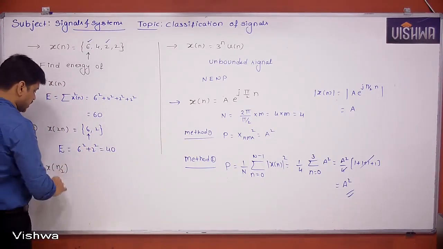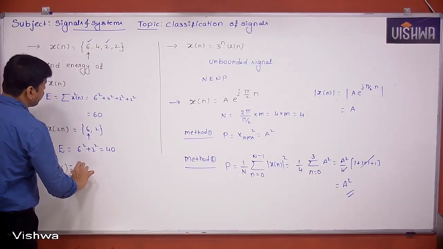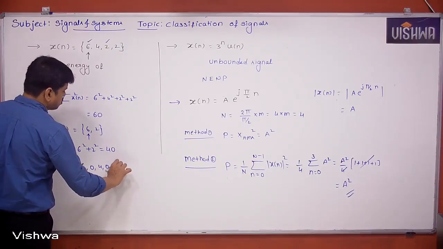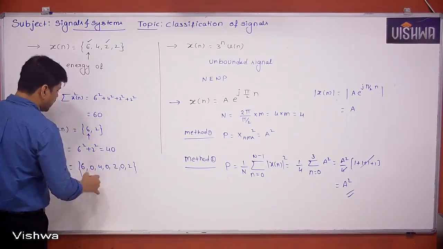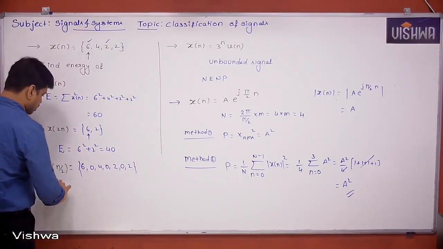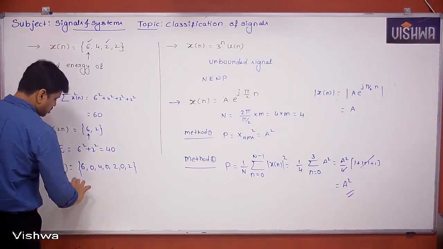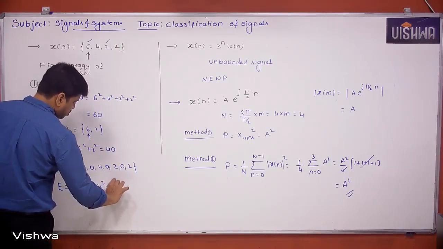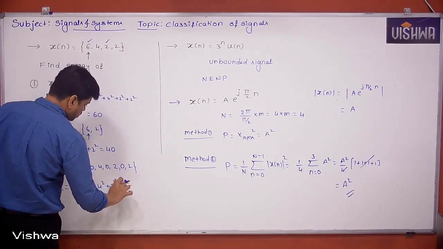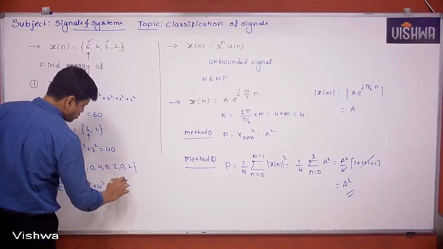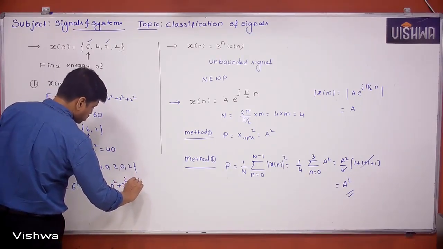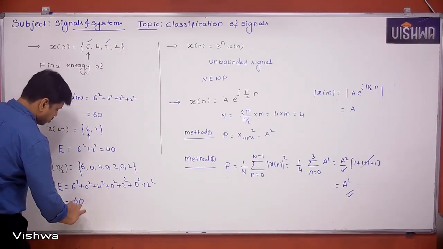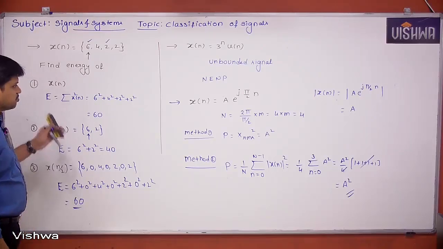I hope you understood. Next, x of n by 2: we have to insert one 0 between the samples. 6, 0, 4, 0, 2, 0, 2. Because we are adding only zeros, it won't make any difference. If you try to find the energy, it is 6 square plus 0 square, 4 square, 0 square, 2 square, 0 square, plus 2 square. So it won't make any difference, and I get again 60 only. So this is what you have to remember. Okay, take it.